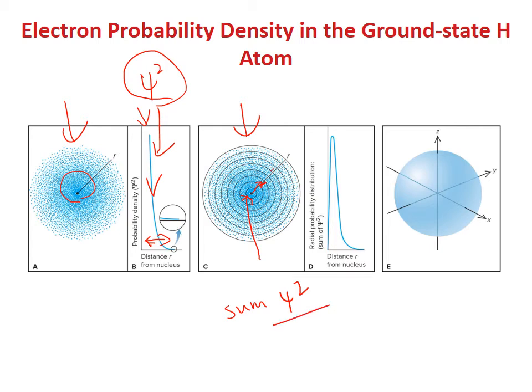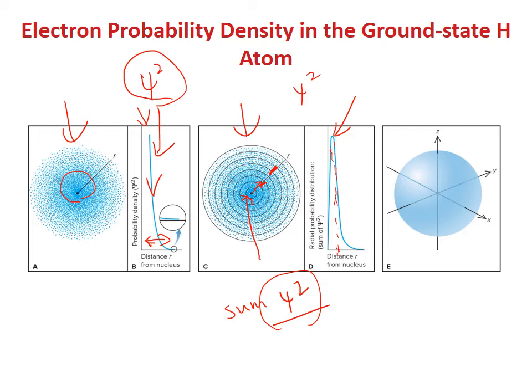But at very high distance, even though the volume becomes very large, the psi squared becomes too small, and so the sum of psi squared also decreases. And so you have a peak here, at this distance. This is called the most probable distance. You will find the highest sum of psi squared at a layer at this distance.